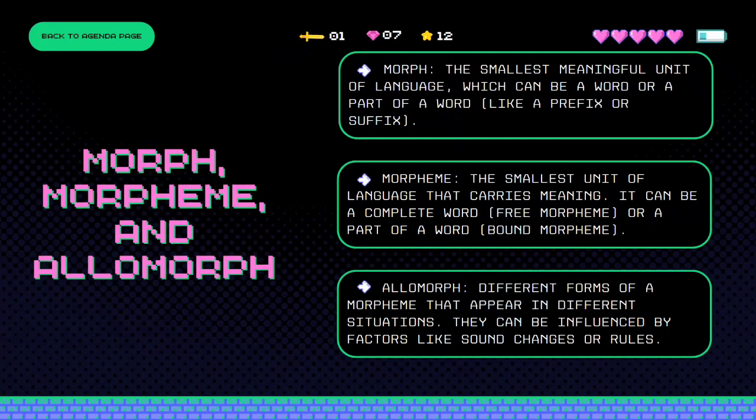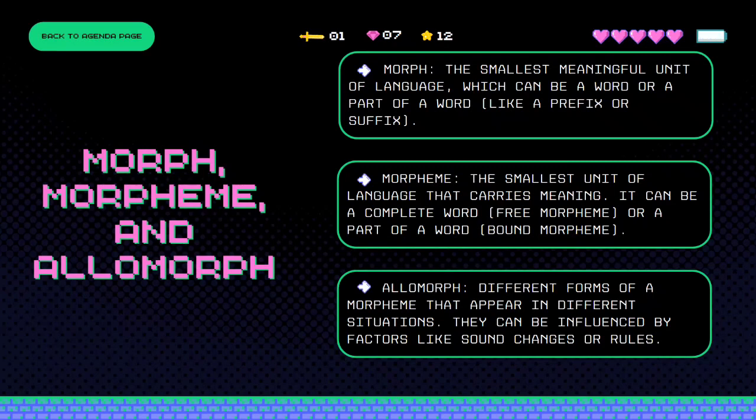Free morphemes can stand alone as independent words, like book or cat. Bound morphemes, on the other hand, cannot stand alone and are attached to other morphemes, either as a prefix or suffix. For example, the s in cats is a bound morpheme, indicating plural.